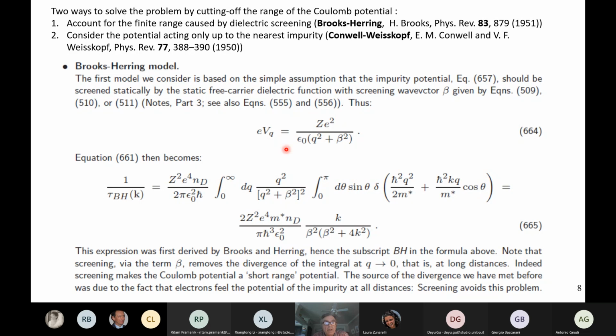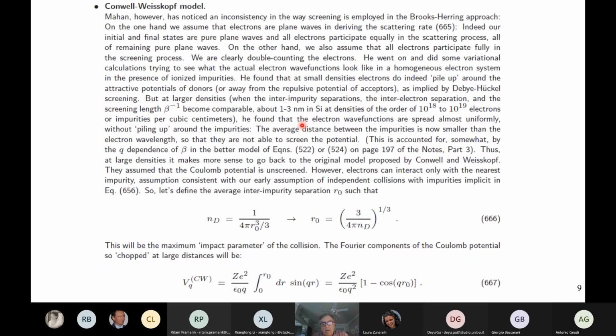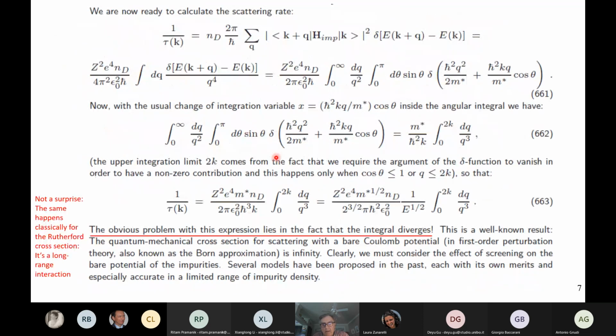So this is the first approach, the Brooks-Herring model. Actually, historically, Conwell and Weisskopf developed another model a year after. And the Conwell and Weisskopf model instead says, well, here the problem that we have is, as I mentioned before, we're integrating over all impact parameters. And the problem comes when we look at the impact parameter, which is very large.